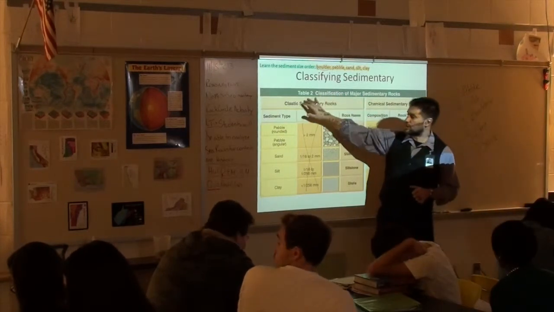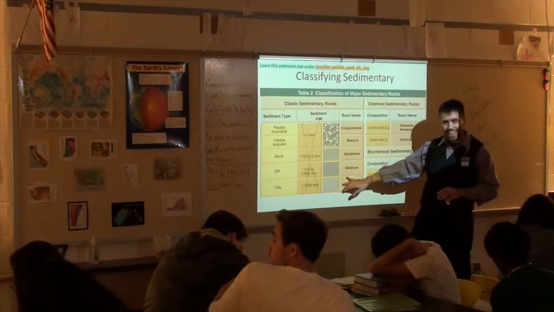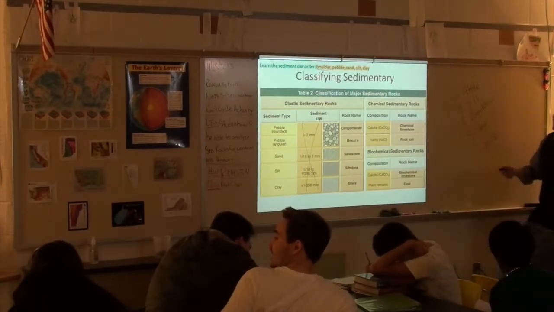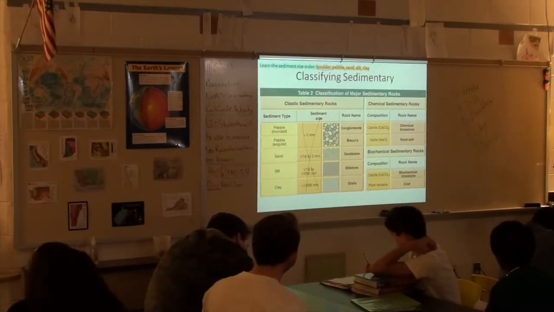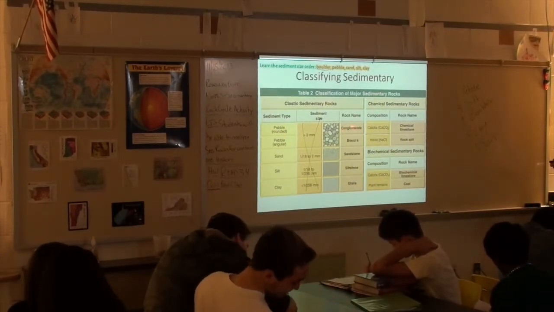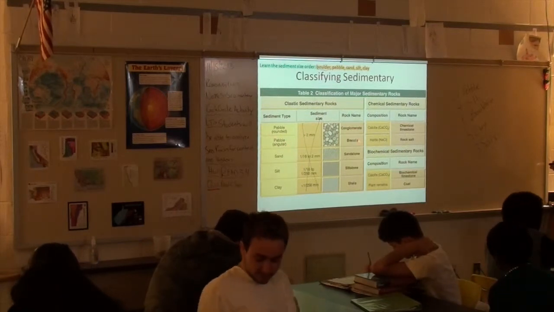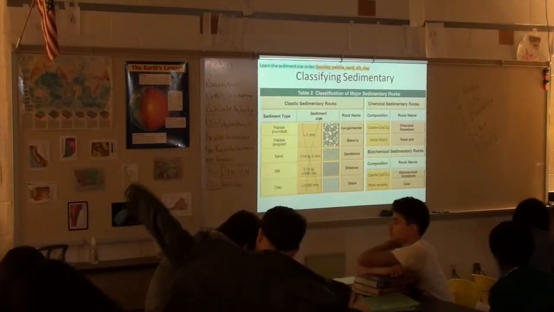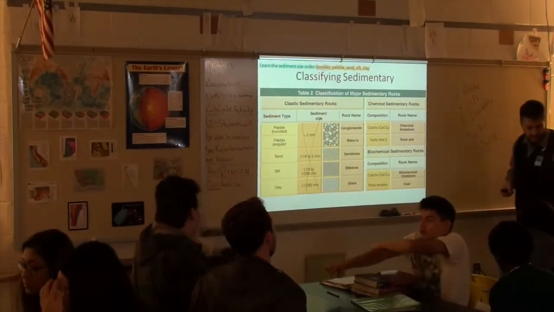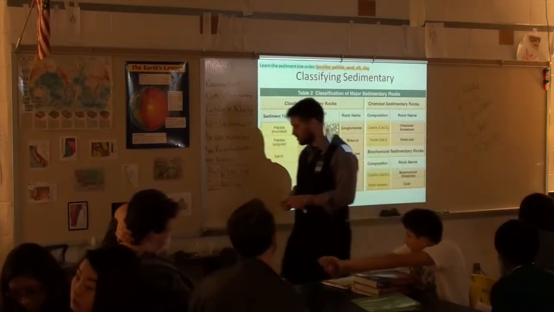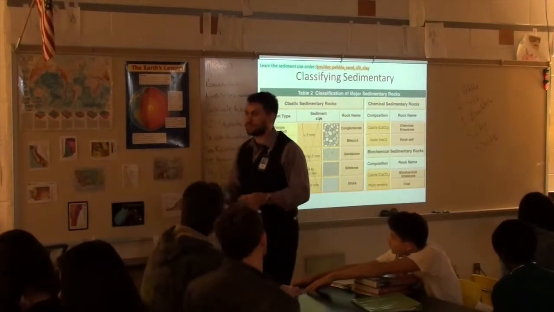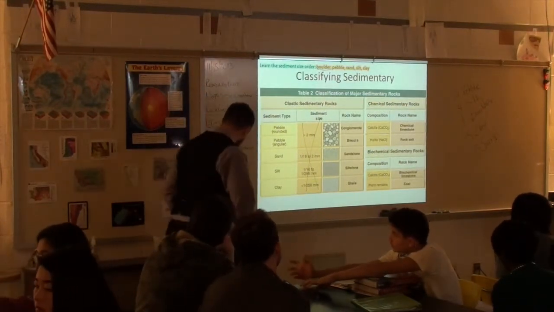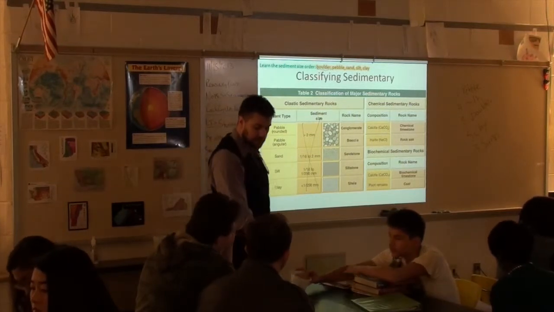These are all the components of clastic sedimentary rocks. So sedimentary rocks that have lots of pebbles mixed in are conglomerates if they're rounded. If they're angular, they're breccias. You have sandstone, siltstone, and shale. Here's the conglomerate. Good job, guys. That's a conglomerate and a siltstone.